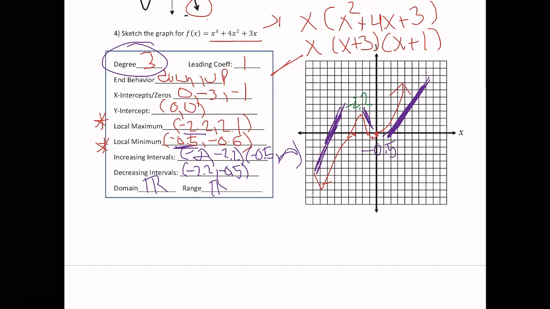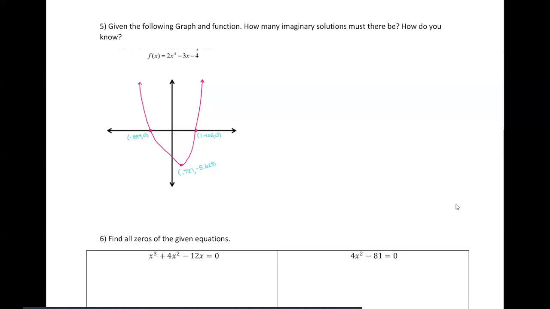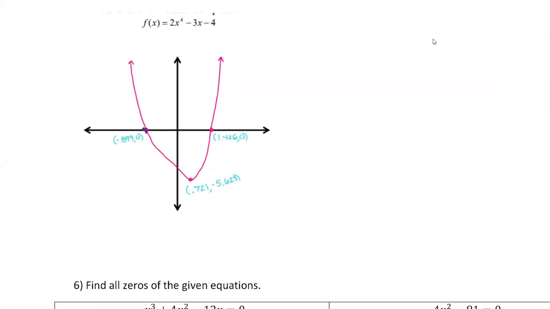All right, so let me pause this. Looking at question 5, they're going to give us a graph. They give us the function and the graph itself. They want to know how many imaginary solutions there must be. How do you know? You want to look at your graph to see how many solutions you have, and you want to consider the multiplicity as well.